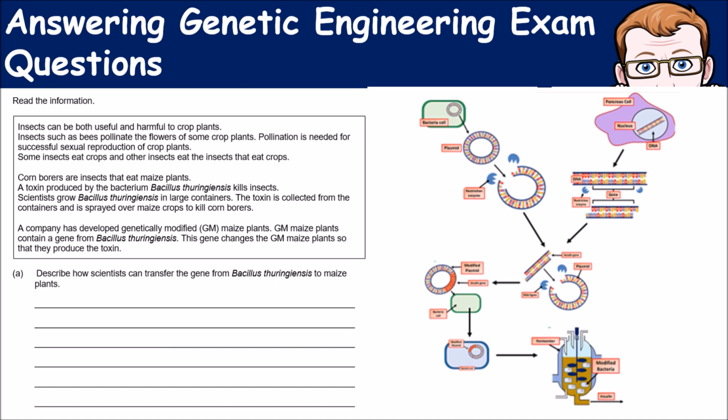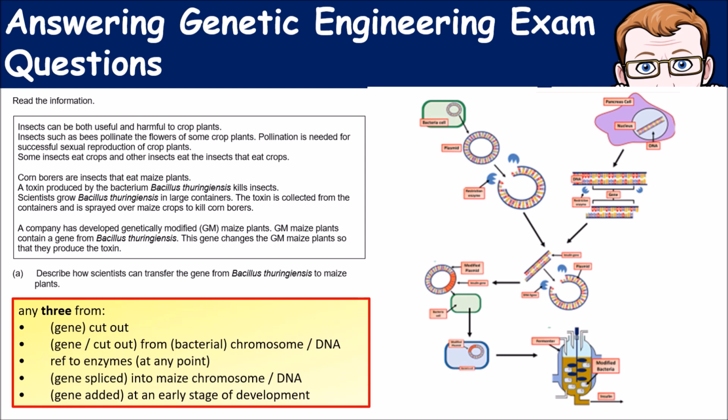Think carefully about the range of things that we've just looked at. The key things you need to answer this question: you need to talk about cutting the gene out of the bacterial chromosome. It'd be nice if you can make reference to those restriction enzymes. Then talk about the fact that that gene is spliced into the chromosome of the maize plant, at an early stage of development, and that will enable it to produce the toxin.